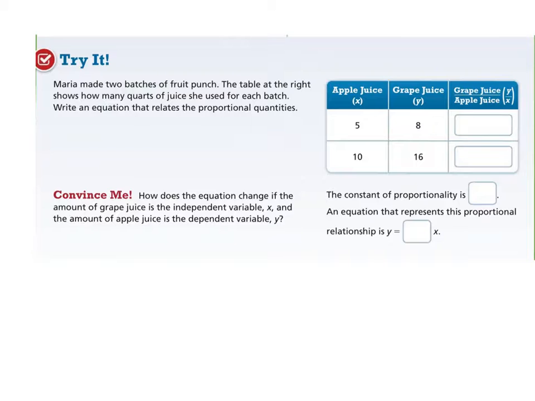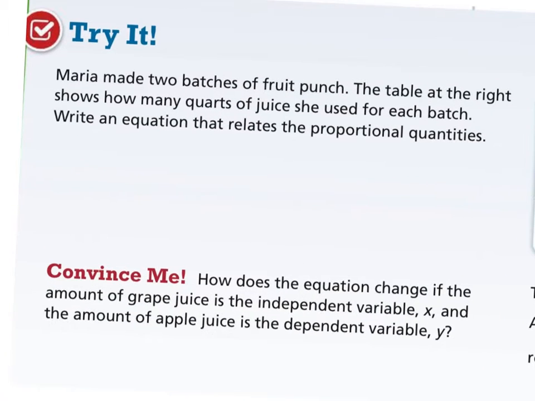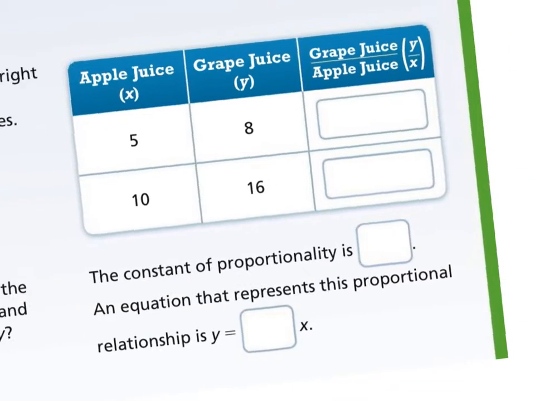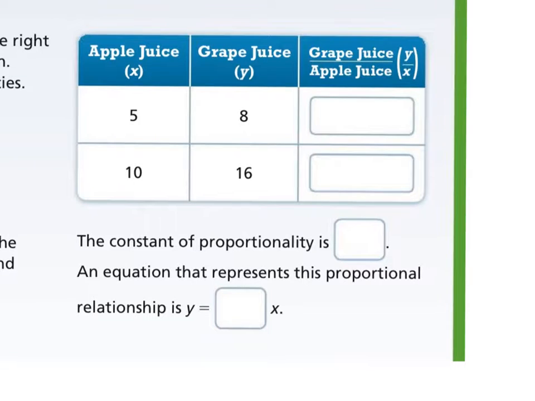So if we look at the try it, Maria made 2 batches of fruit punch. The table at the right shows how many quarts of juice she used for each batch. Write an equation that relates the proportional quantities. Okay, so they said apple juice is x, grape juice is y. And the main reason why we would probably do that is if they would give me a lot of apple juice numbers and say how much grape juice would we have for that much apple juice. Okay, y is going to be what we're trying to find values for usually.